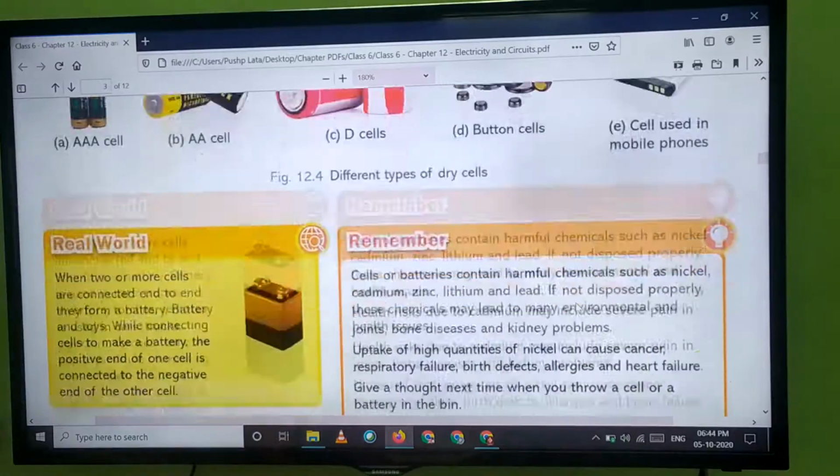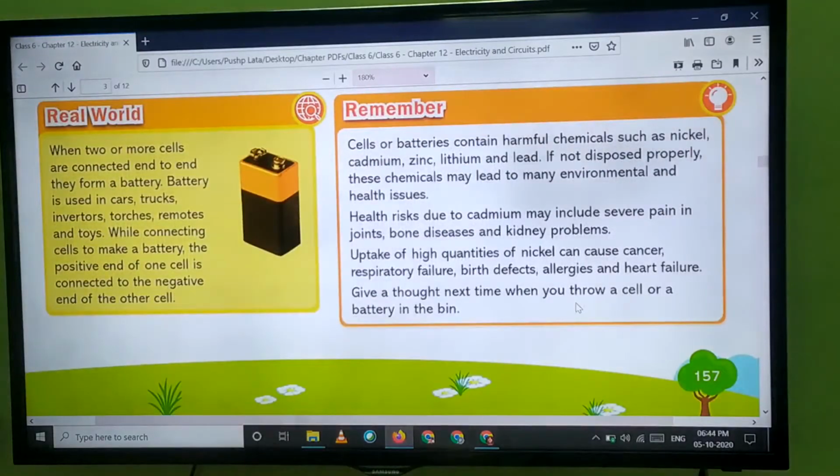So I hope the structure of the cell is clear to everyone. You can read it out from your book.